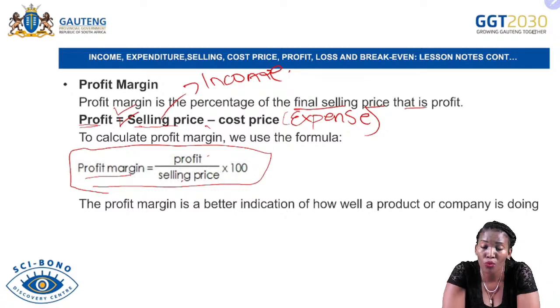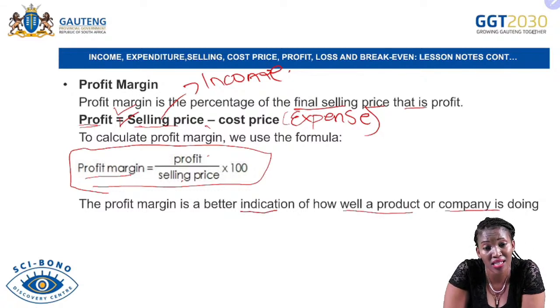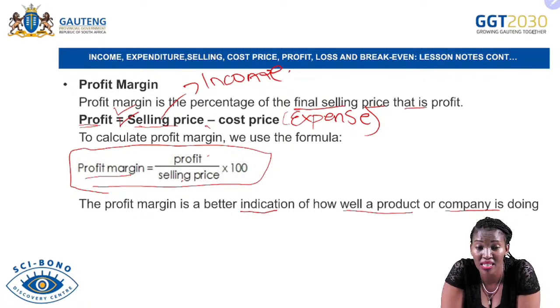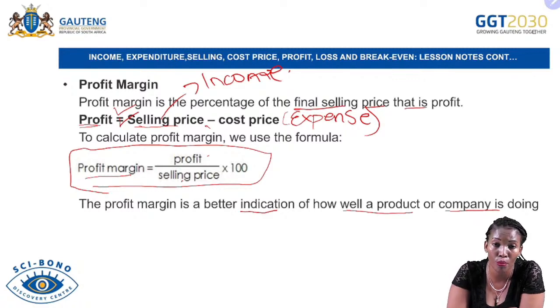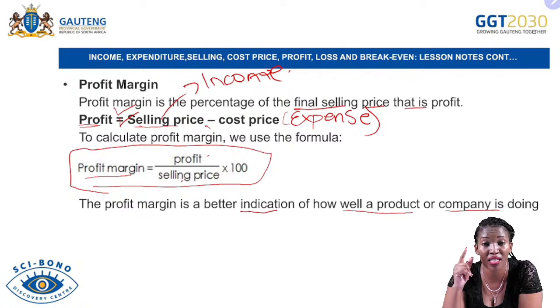And then what do we use the profit margin for? It is an indication of how well a product or a company is doing. So the higher the profit margin percentage, the better the business is actually doing. Every month, when you consolidate your books, you calculate your profit margin. If your profit margin is dropping, it means you are actually not doing well as a business. But if the profit margin is increasing, then it means that we are great to go. The business is actually doing very well.